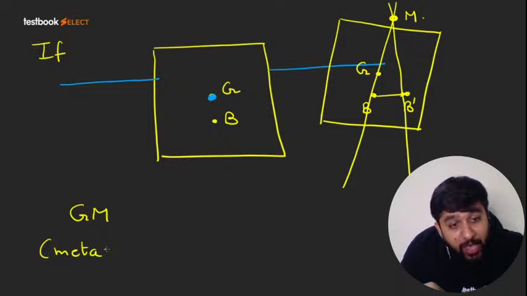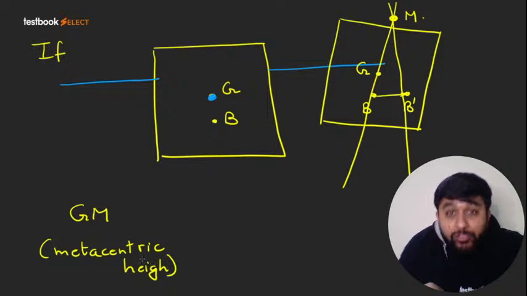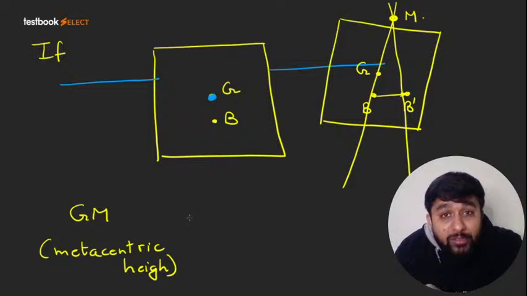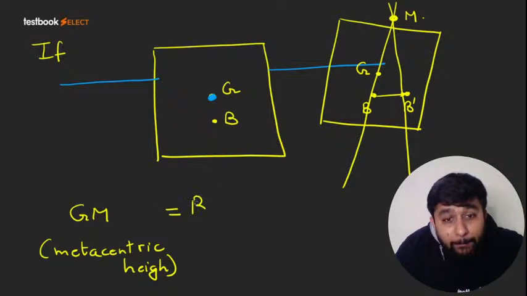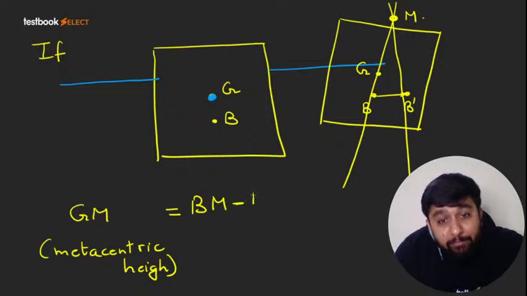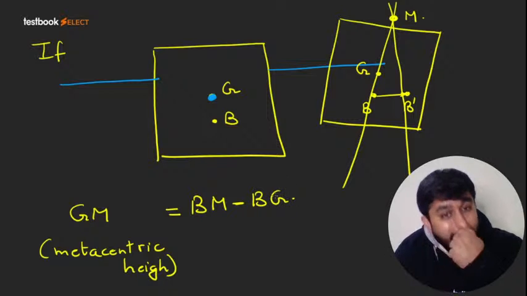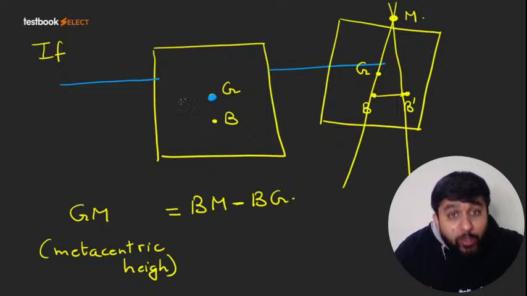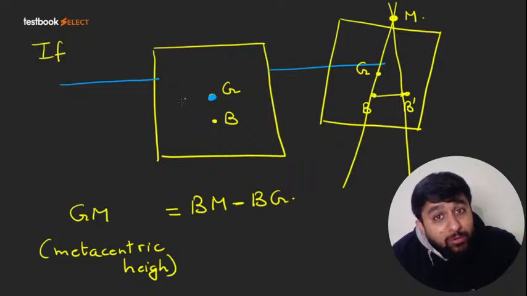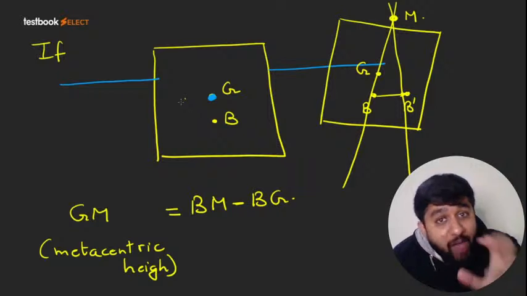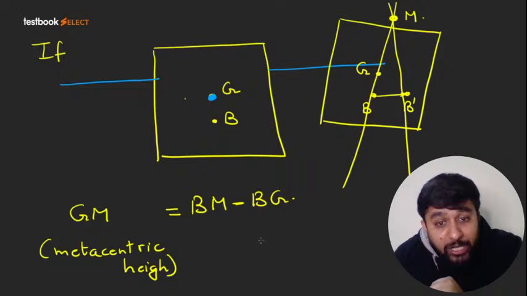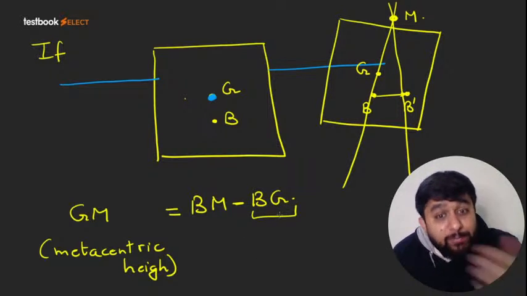What do we define? Metacentric height. So this metacentric height is equal to BM minus BG. Now BG can be found out. How? In the previous question, I found the position of center of buoyancy and the position of center of gravity. So the distance between them is BG.